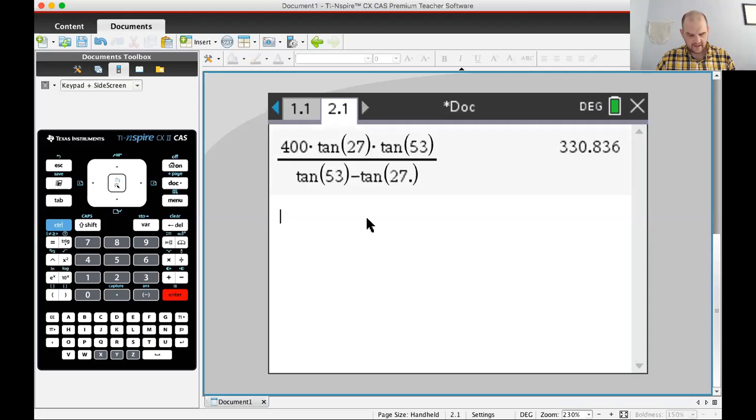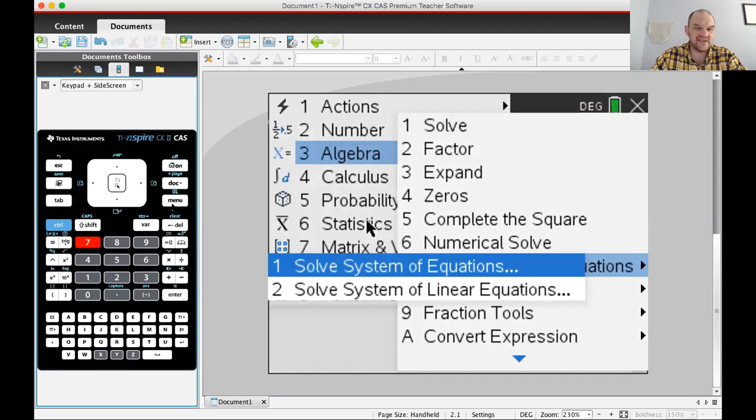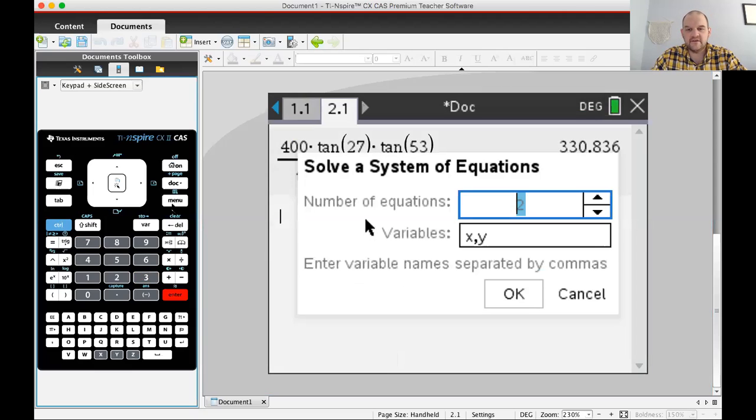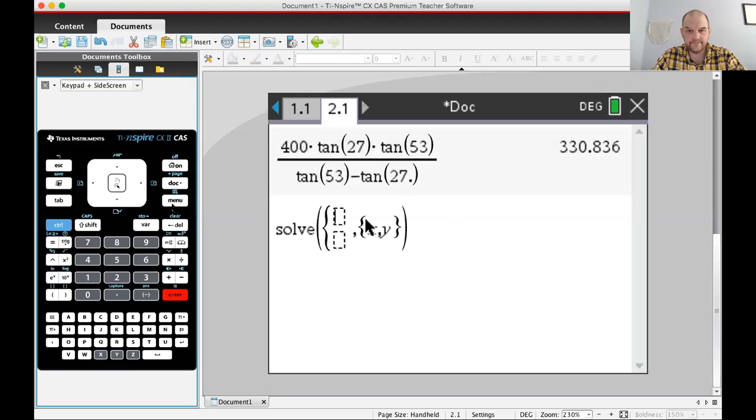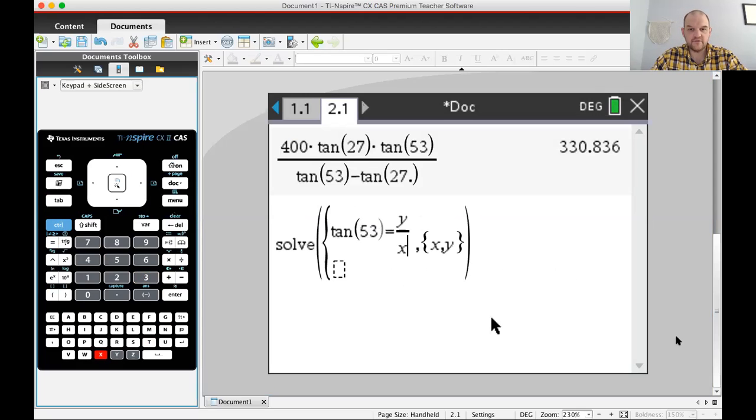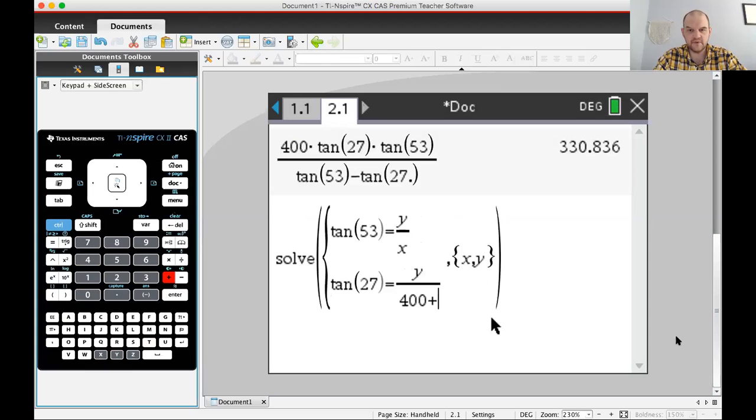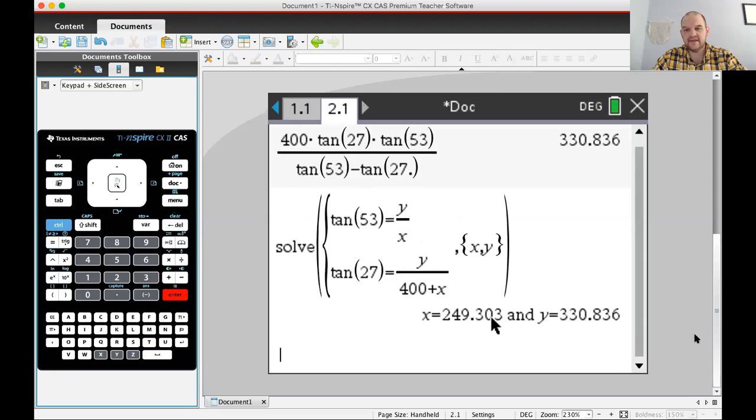Okay, good enough. Let's see what the calculator does if I ask it to solve this. So let's give it the whole system. Let's do menu 3, option 7 for system of equations. And then there's 2 equations. Our unknowns are x and y. All right, the first equation is that the tangent of 53 is equal to y over x. The second equation is that the tangent of 27 is equal to y over 400 plus x. And I'm going to hit Control Enter. And I get that y is 330.836, which is good.